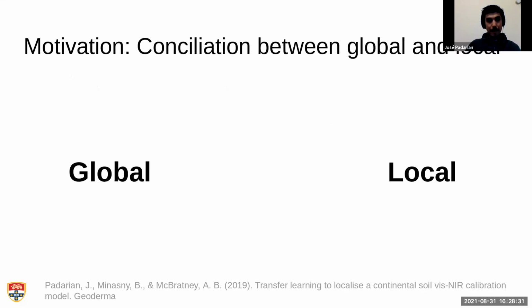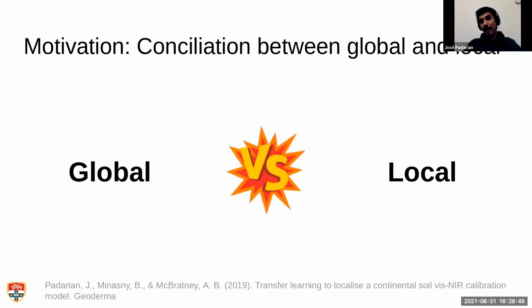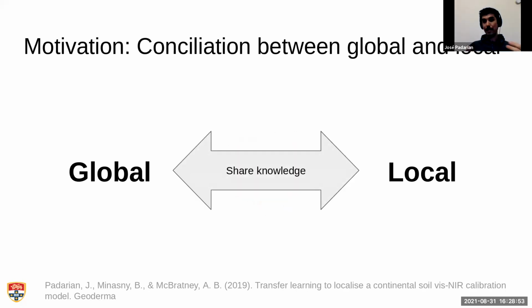So in digital soil mapping, and I guess like many other fields, we have these two types of model, the global or local, and usually you work with one or the other. But the motivation of this work is to try to reach a conciliation between them, and instead of having one against the other, which one is better, which one is not, to try to share some knowledge between the two scales.